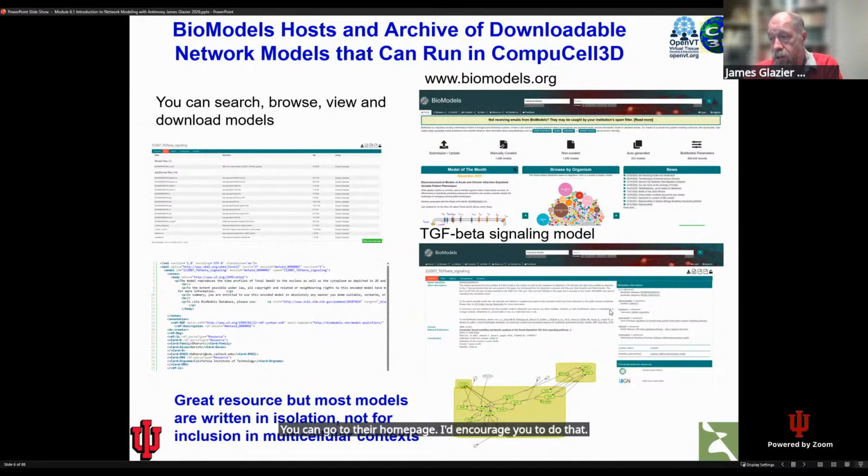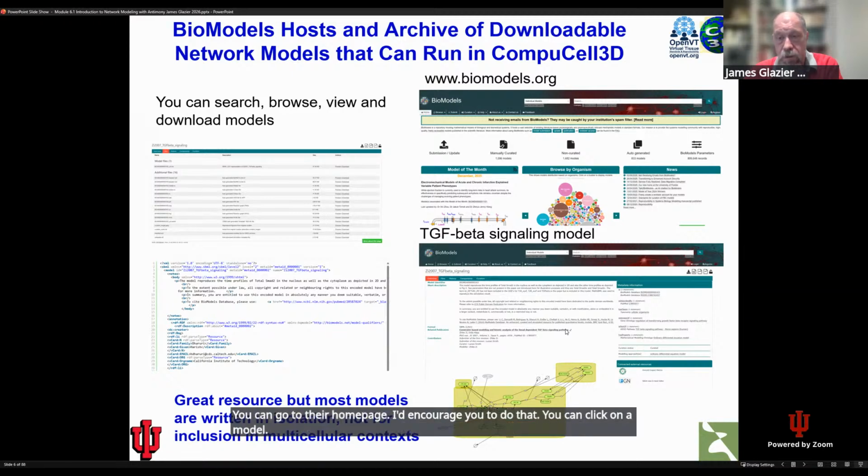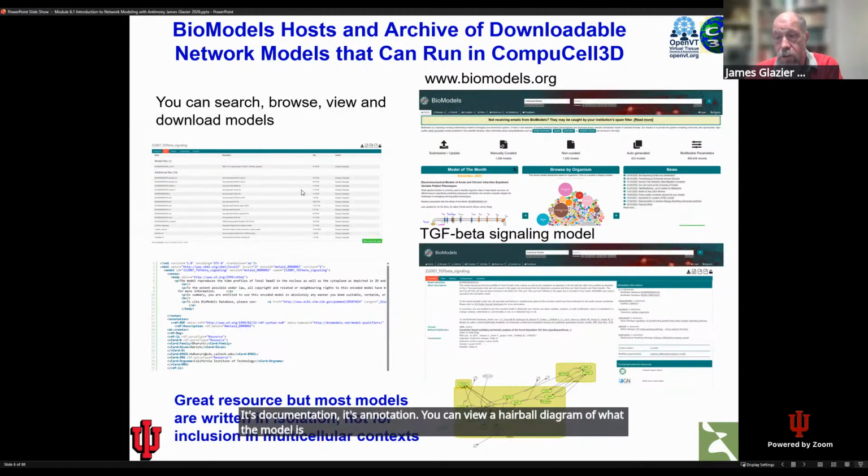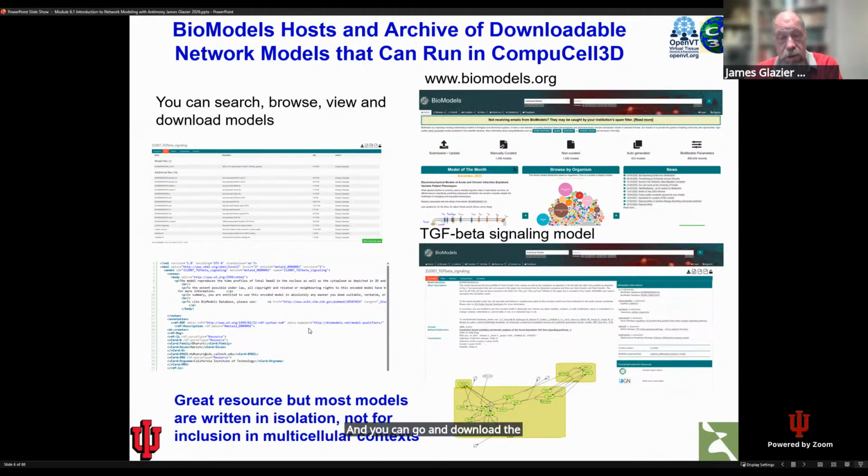You can click on a model. It'll give you information about what the model is about, its documentation, its annotation. You can view a hairball diagram of what the model is, and you can go and download the code for it, usually in SBML.